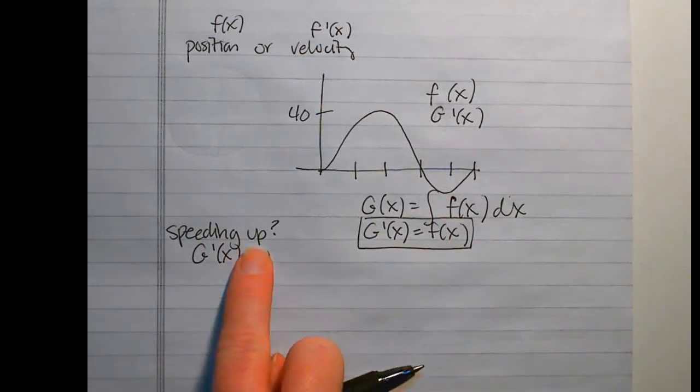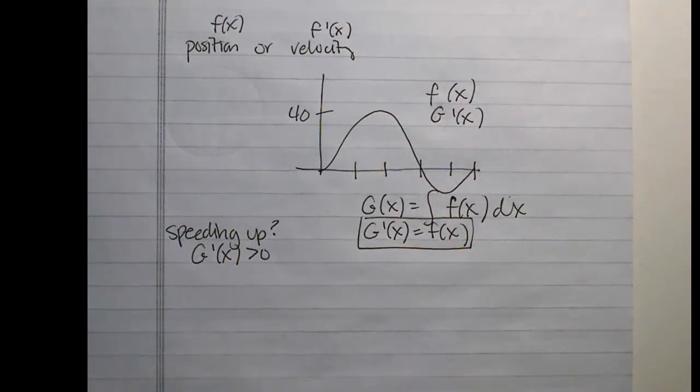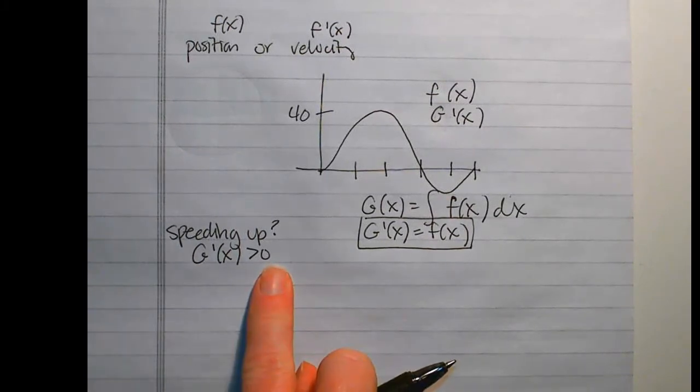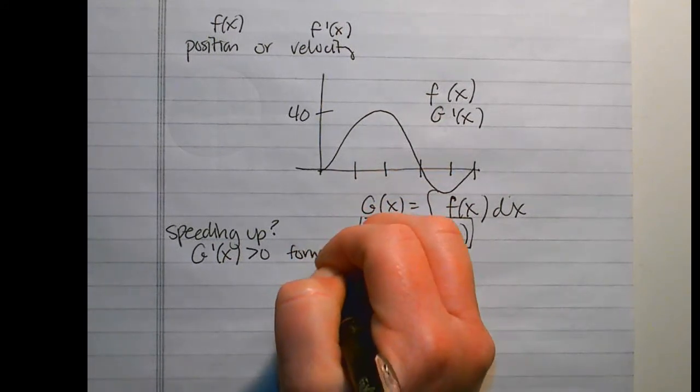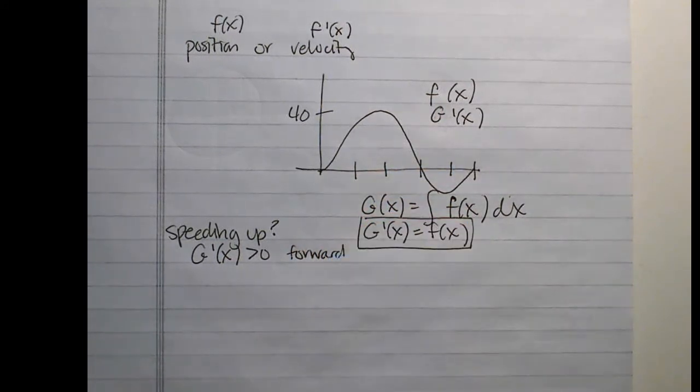The question is, is it speeding up? So g prime of x is greater than 0 means that we're going forward. This means we're going forward, yes? We're going forward. But that's not the question. The question is, are we speeding up?